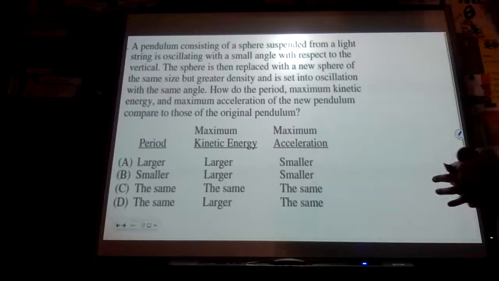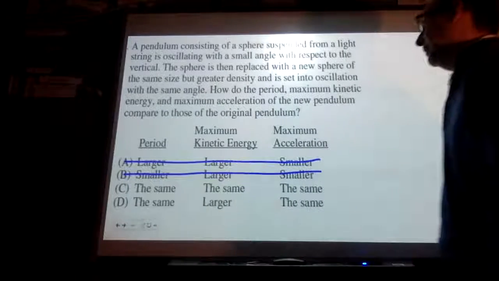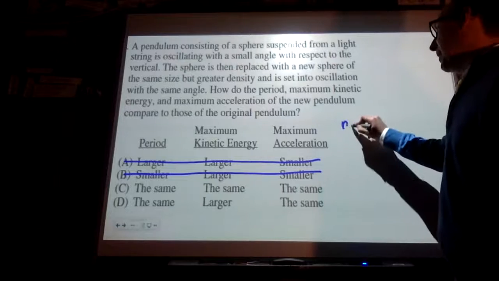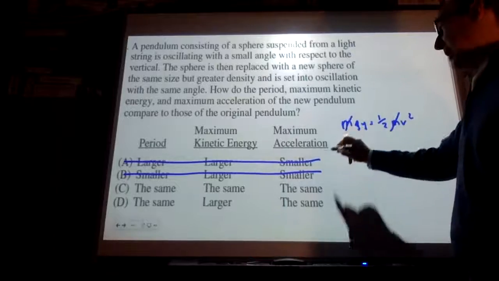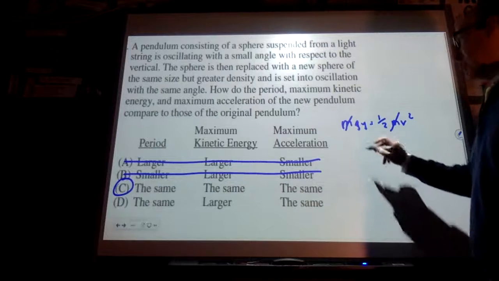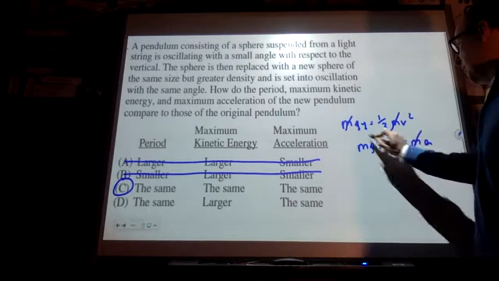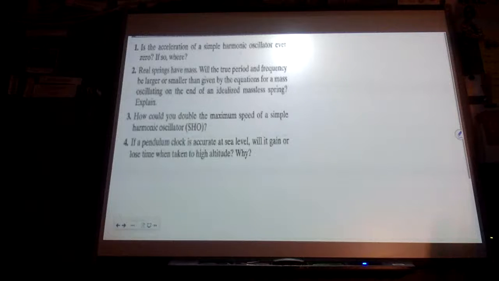So same angle, same length, same gravity, so the period's the same. So I can cross out those two lines. The maximum kinetic energy would just be mgy equals 1/2 mv squared. Well, the mass cancels out of that. Acceleration is related to the restoring force. The restoring force is mg sine of theta. The mass cancels out of that, so it is the same all along.